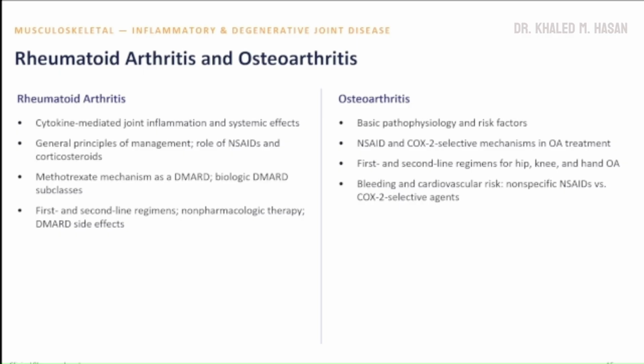course with the rheumatoid arthritis, osteoarthritis. Rheumatoid arthritis, autoimmune disease, cytokine mediated inflammation. What type of medication can we use? On the table we have NSAID, we have cortisone, methotrexate, then we have DMARD for rheumatoid arthritis. Speaking about osteoarthritis, degenerative disease, we talk about NSAID, COX-2 inhibitor, first line and second line therapy for patients with hip arthritis or knee arthritis or hand arthritis.